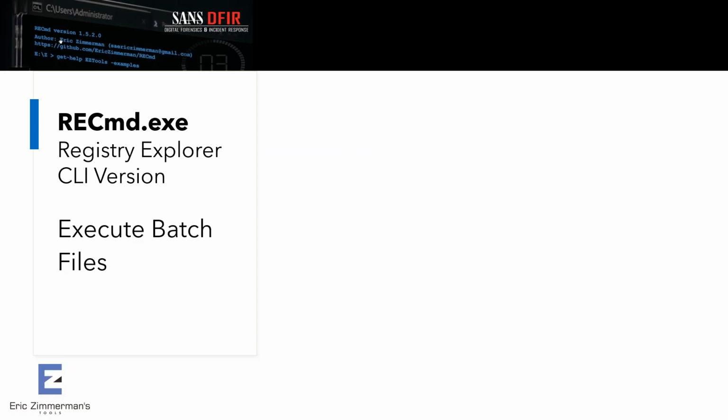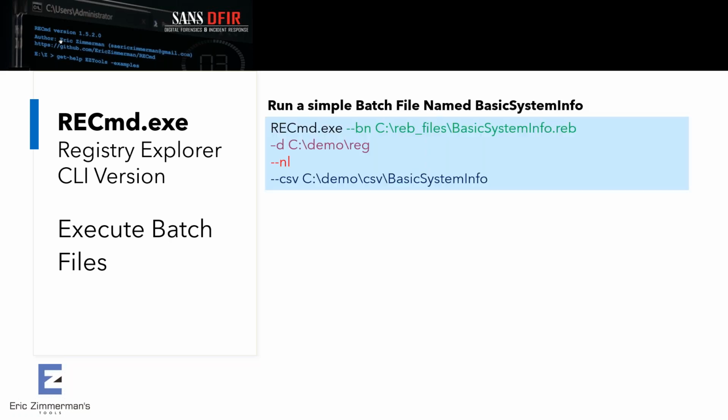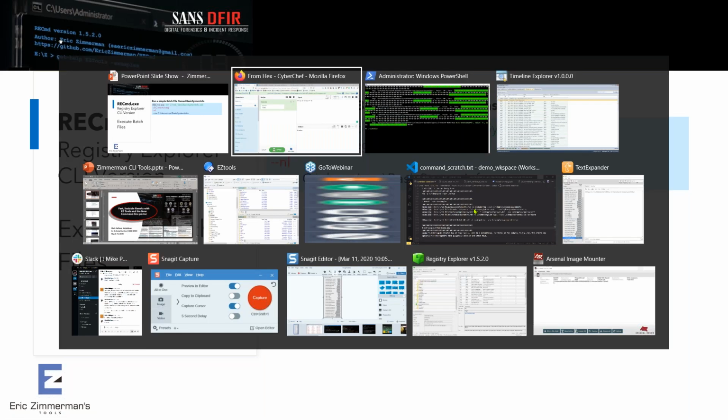Now, the real power of Registry Explorer command line version is the ability to execute batch files. So I can create a batch file that searches many different registry hives for many different conditions. Dissecting this particular command, I'm telling it to run a batch file named basic-system-information.reb. That's the extension for the batch files. I'm telling it I want to run it on a directory named demo reg. The -nl means don't worry about converting or processing the dirty hives, just leave them as they are. And then I want you to put the output information into a folder named basic system information. Jumping to a demo of that.